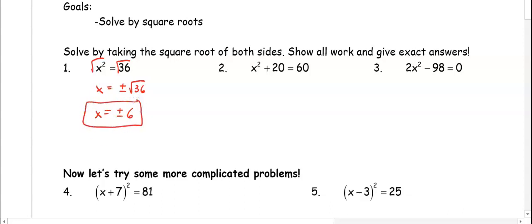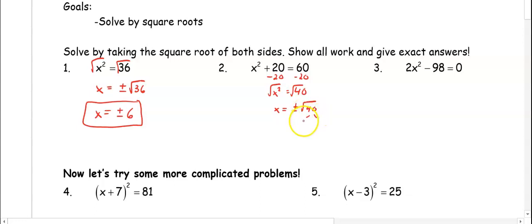In number two, the x squared is not by itself yet, so we need to solve for x squared. So we're going to subtract 20 from both sides. So we get x squared equals 40. Then we can take the square root of both sides. x equals plus or minus the square root of 40. 40 is not a perfect square, so we're going to have to use our factor tree to break it down.